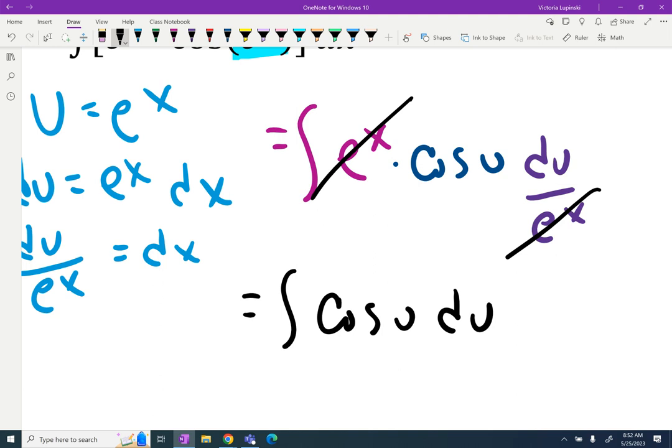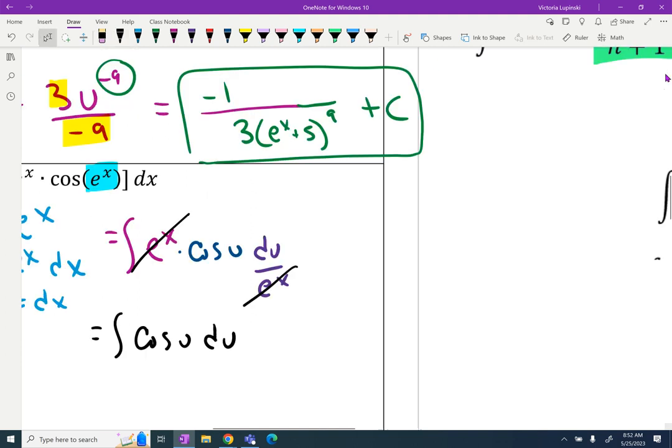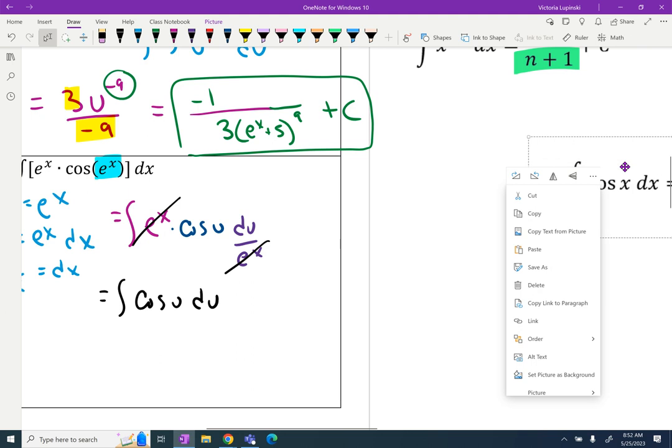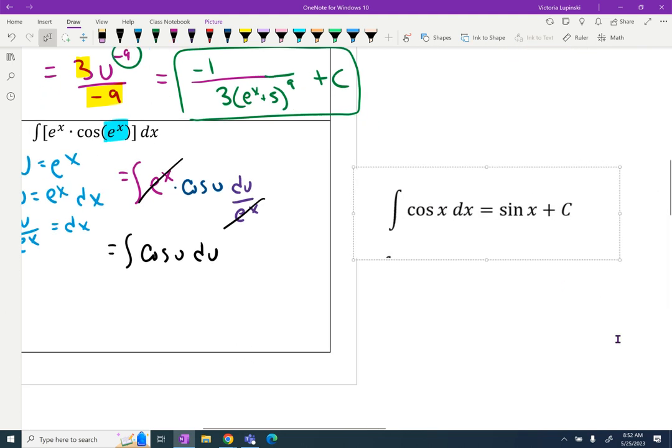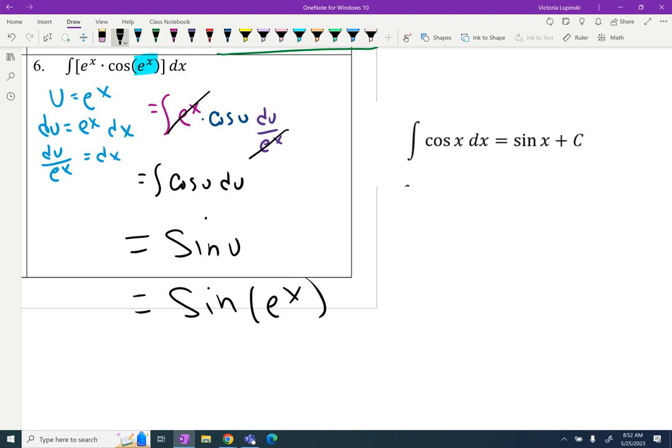Again, notice that this is no longer an exponential problem. This is a cosine problem, which means you now need to go back to your cosine formula. So again, I have it right here for us. It's also in your green sheet. The integration of the cosine of something is the regular sine of the same something. So the integration of the cosine of u is the sine of u. Make sure you actually plug back in what u is equal to. So sine of e to the x. And then, of course, plus c.